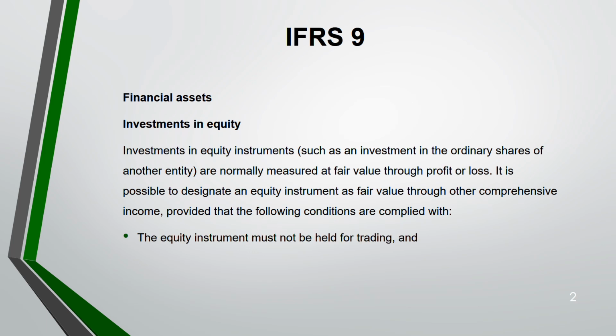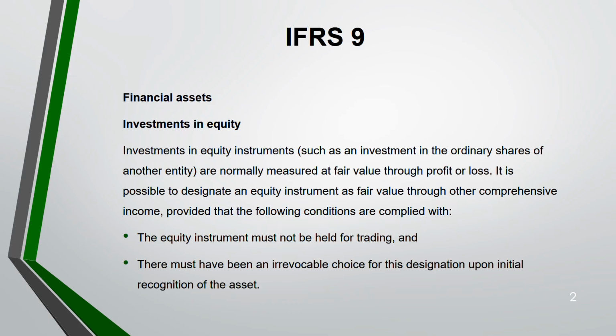Your equity instrument should not be held for trading. And it is an irrevocable choice for this designation upon initial recognition of the asset. That means once you make this choice, you can't go back. You can't change from one place to another. If you make the election to be in OCI, it will be forever in OCI. This is only for investment in equity I'm talking about. Why am I emphasizing this point so much here? Because when I go to investment in debt, the rule changes, and then it's very confusing. Students often confuse these two things.